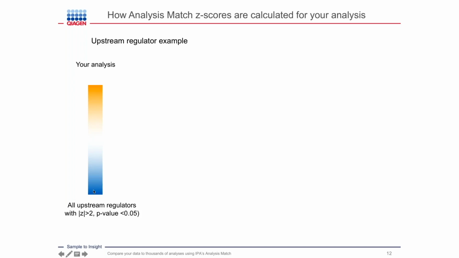So for this step, when we're trying to choose the most significant upstream regulators, we use the absolute value of a z-score greater than 2 and also a p-value of less than 0.05. And what we do is we take the n topmost entities, in other words, those that have the strongest statistical support for predictions of activation, and the n bottommost entities, those that have the strongest support for predictions of inhibition. And currently, n is defined as 50 for all entities except for canonical pathways, for which n is 10.